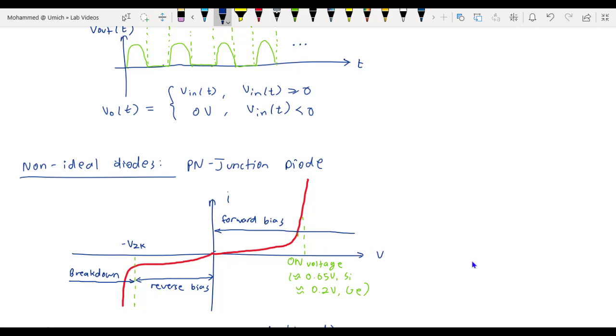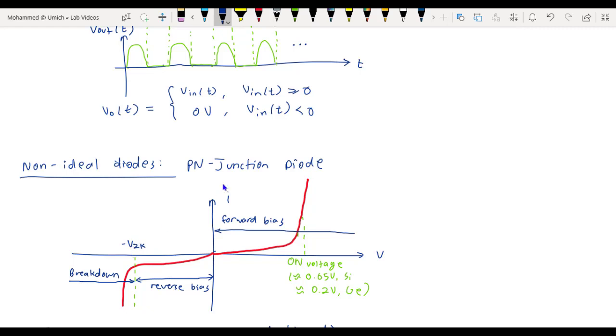So when a small forward bias voltage is applied, only a small amount of current will flow in the forward direction. Now once the voltage across the diode approaches the turn-on voltage of the diode, which is usually around 0.65 volts for a silicon device and around 0.2 volts for a germanium device, the current in the forward direction will increase rapidly. On the other hand, the reverse biased region is when V is less than 0.